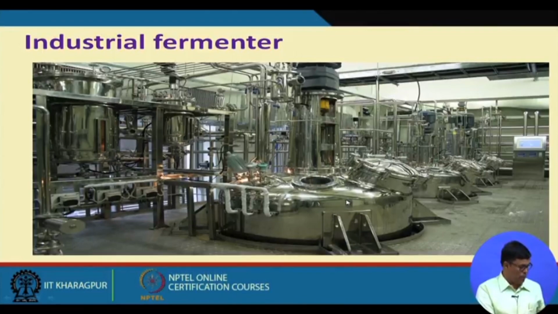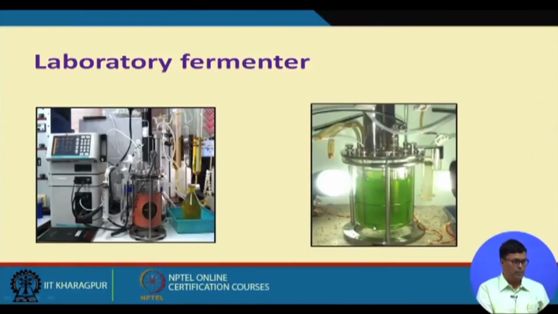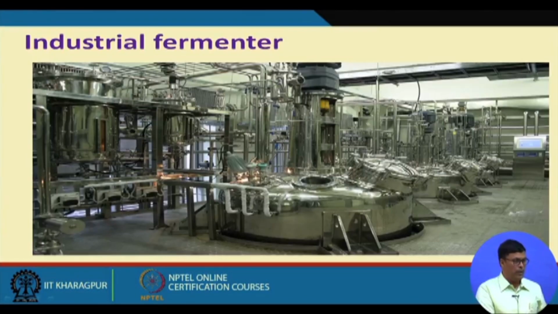If you look at our lab fermenter, it is made of glass, so you can easily see from outside what is going on inside the fermenter. But in industry, the material of construction is mostly stainless steel, so it is not visible from outside. So you have the watch glass, through which you can visualize what is going on. And this is the agitator, and this is the mechanical seal that we have.